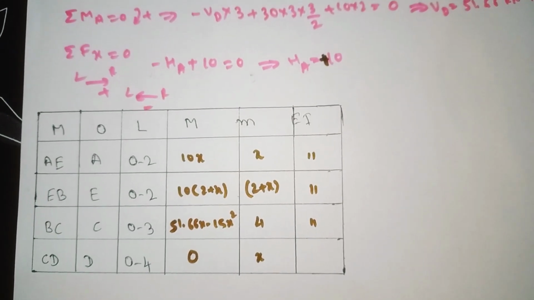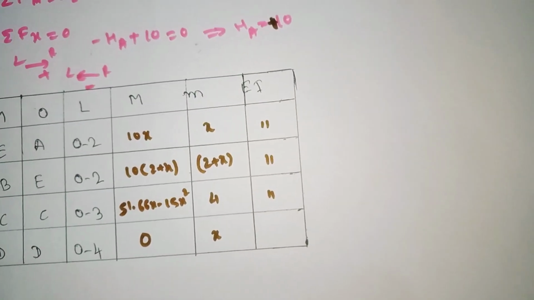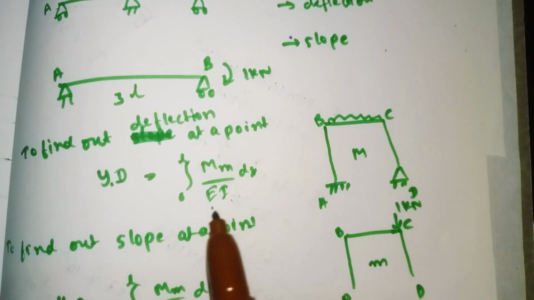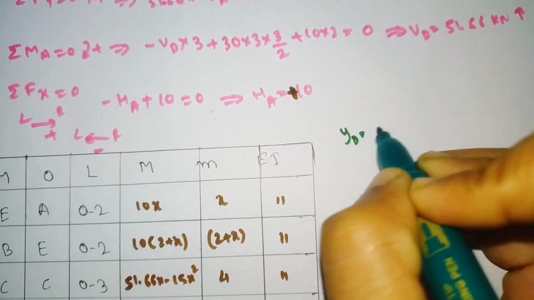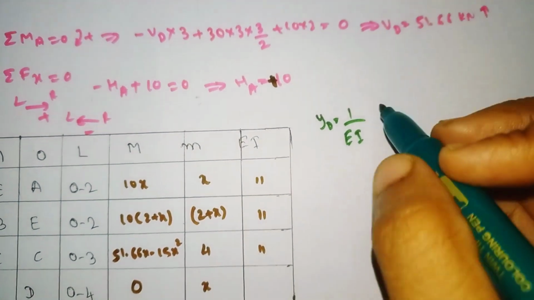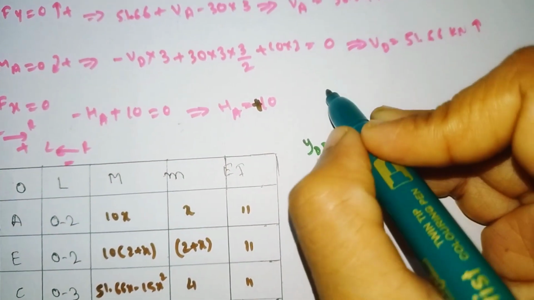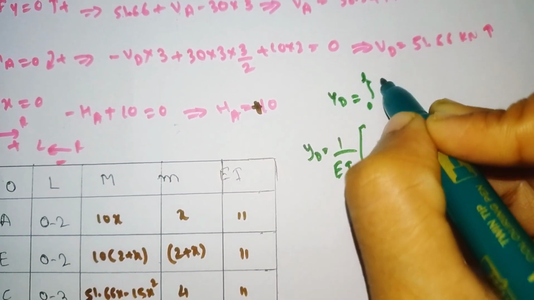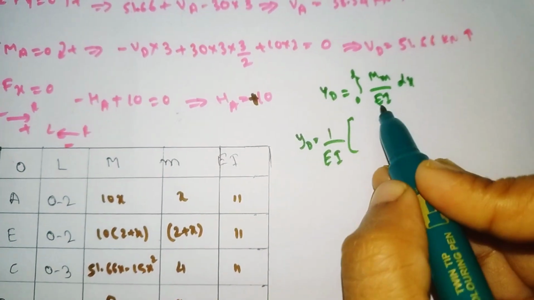Now we need to apply the integration formula. I will show you. We need to apply this formula: YD is equal to integration of 0 to L, capital M small m divided by EI into ds. Same thing I will write here. YD is equal to integration of 1 divided by EI, I will take EI outside, and later I will solve for that. So for AE, this into this, I will write the formula here. This is our formula. I have taken EI outside.